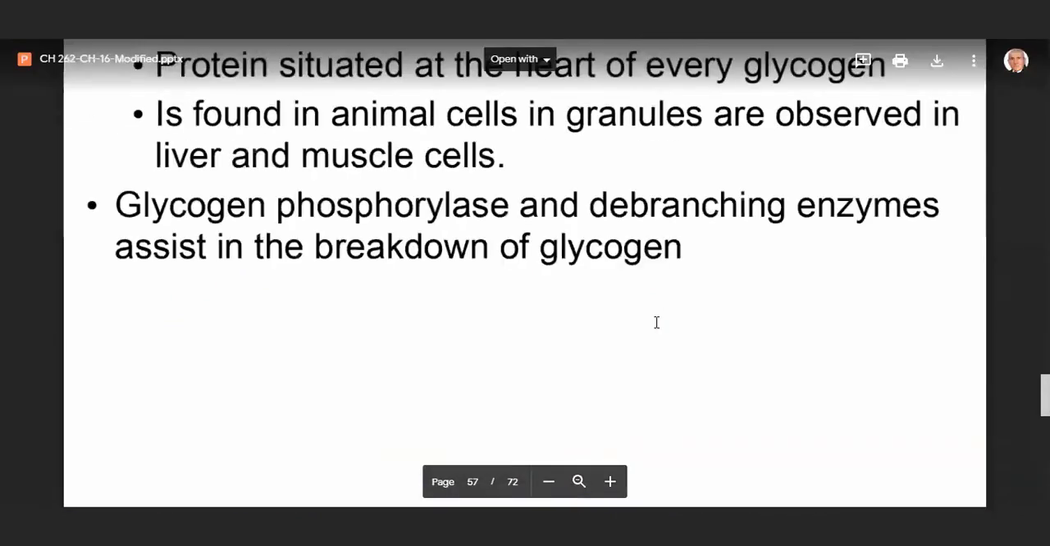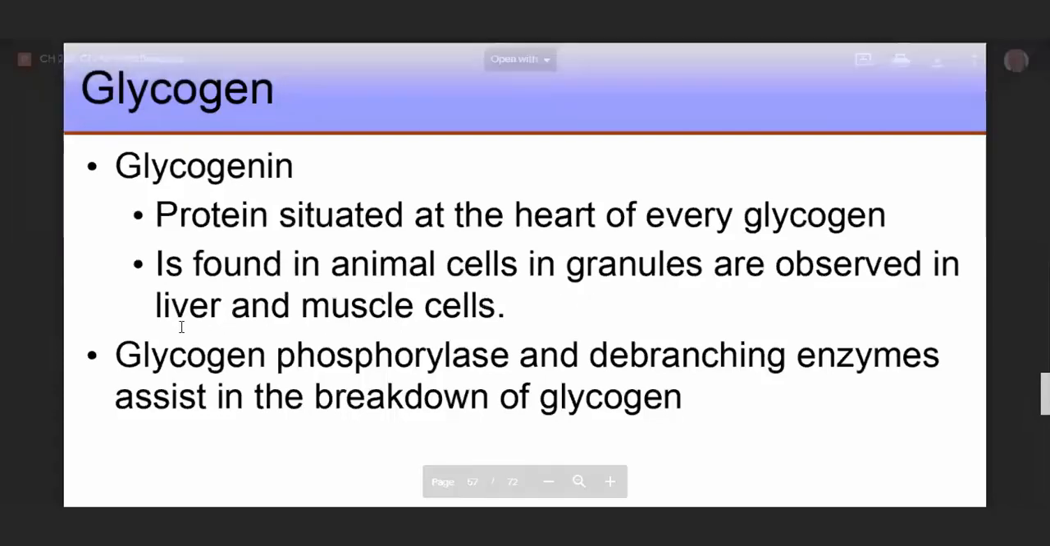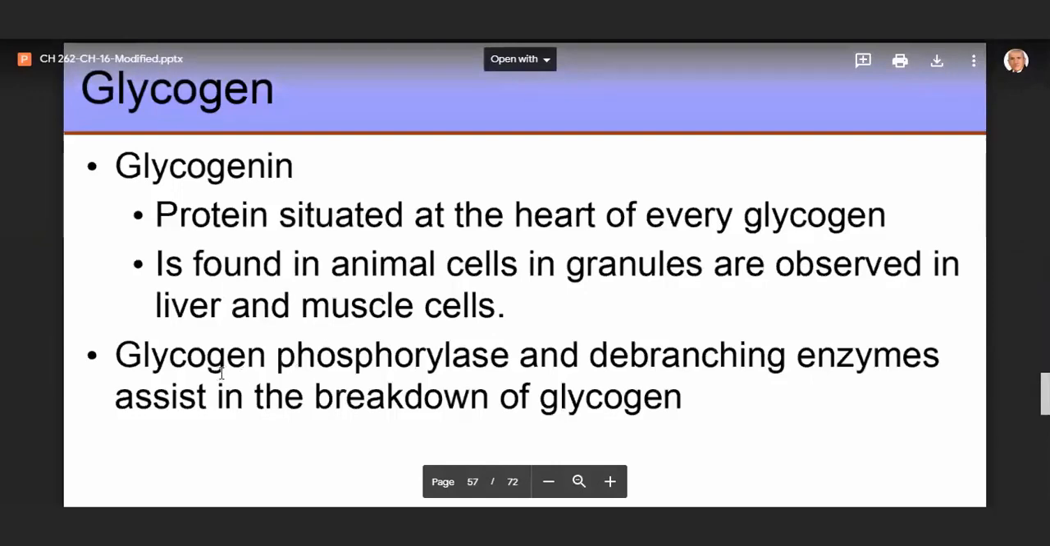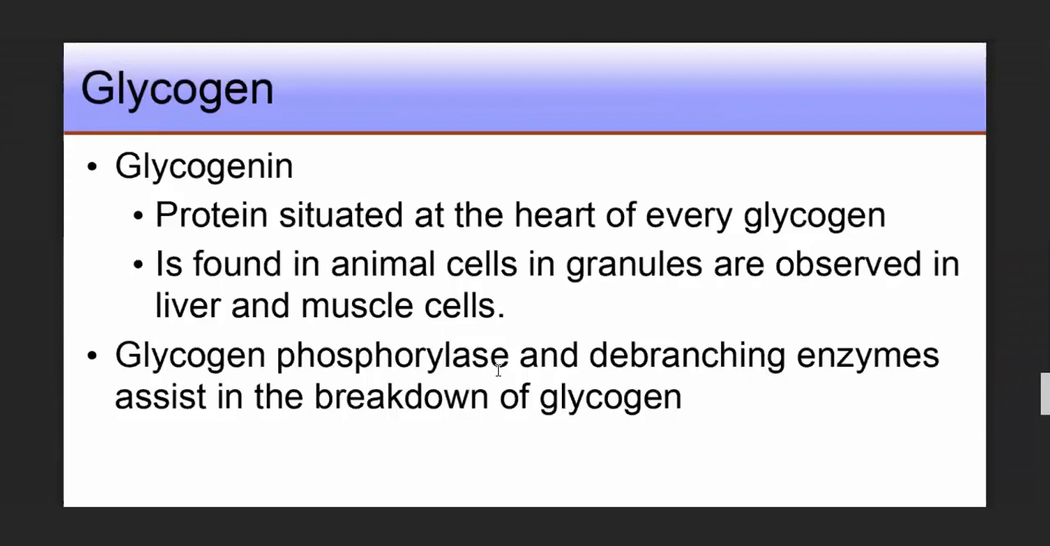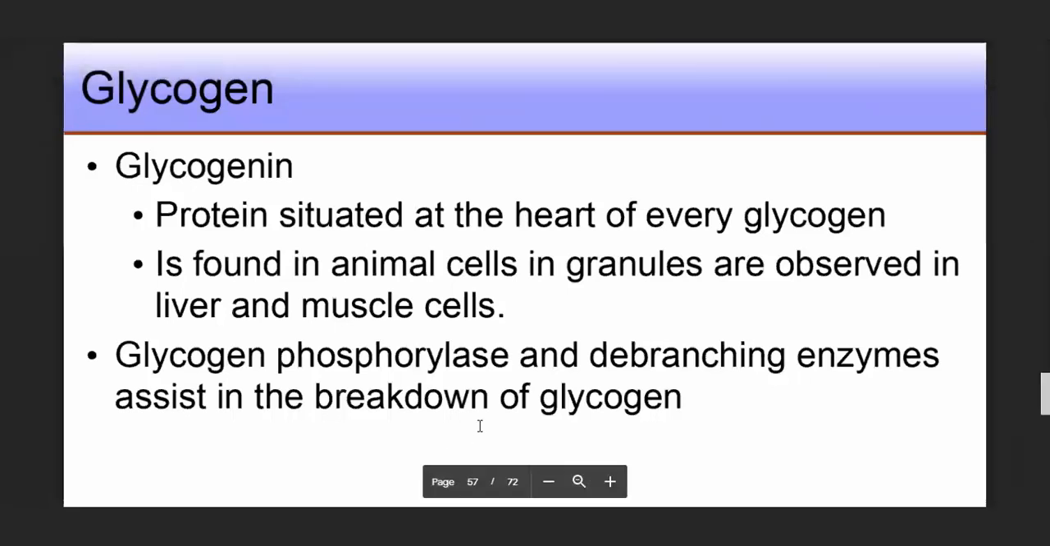Now, at the heart of every glycogen molecule, there is a protein called glycogenin. This protein, situated at the heart of every glycogen, is found in animal cells in granules, observed in liver and muscle cells. Now, glycogen phosphorylase and the debranching enzyme together assist the breakdown of glycogen, as we will see in chapter 18 when we reach there.